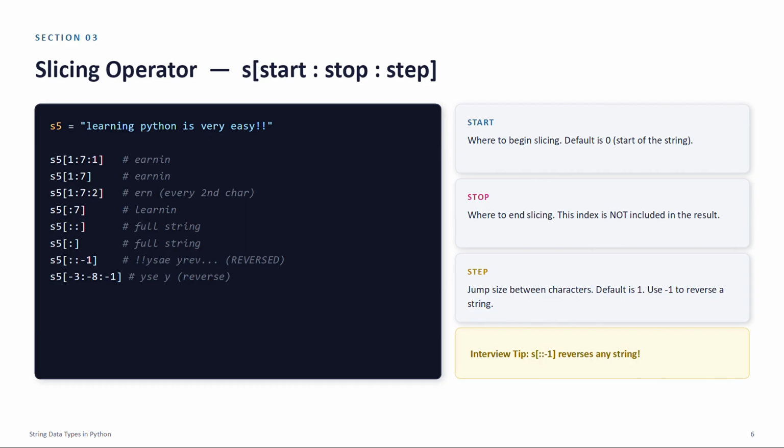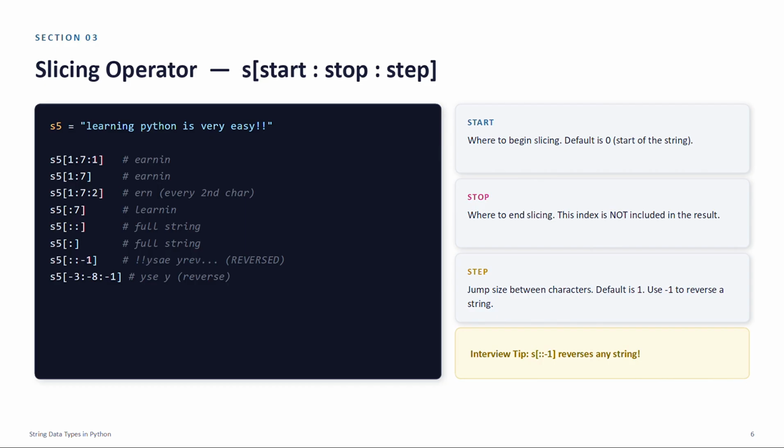So the most important rule: the stop index is always excluded. As I have told you, s[::-1] reverses the whole string, a famous interview question that will be asked in your interviews. Slicing is like using a knife on a bread. You decide where to start, where to stop, and how thick each slice is.